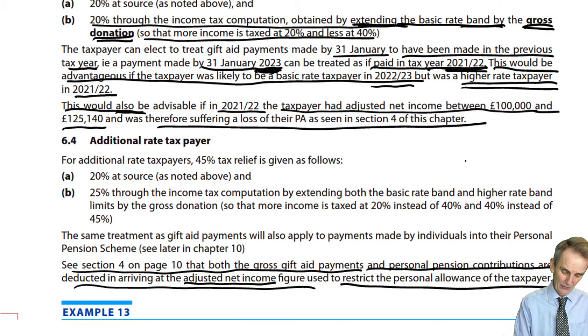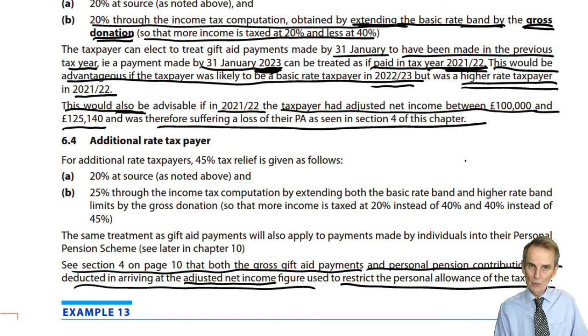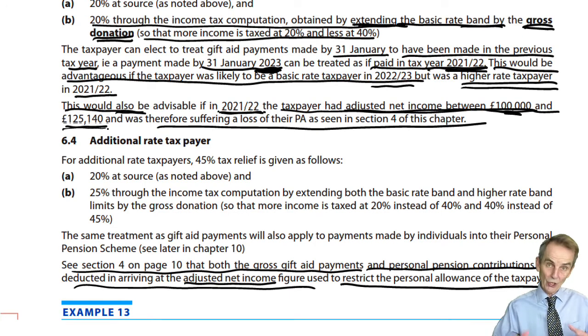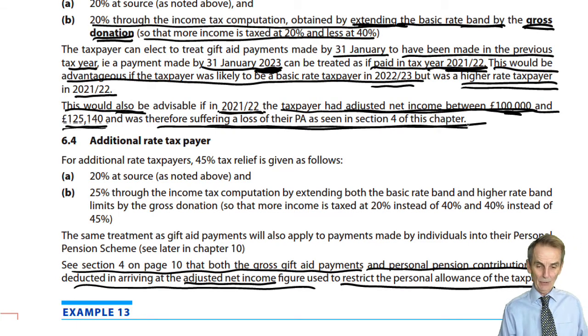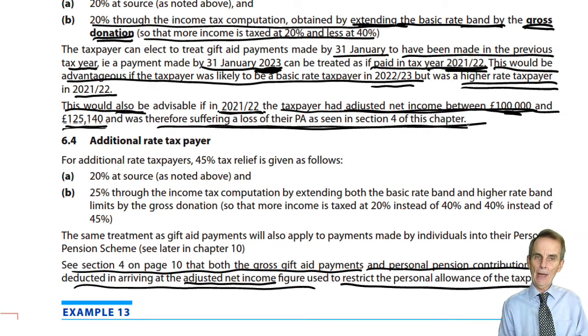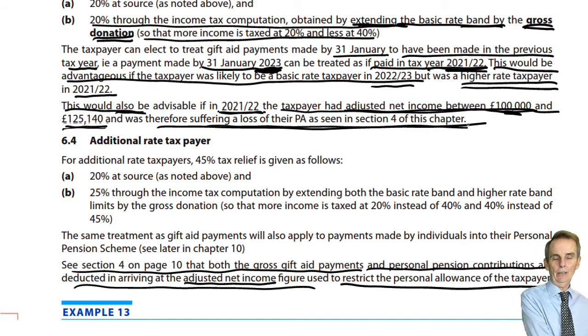And that's another reason, therefore, why you might want to backdate it. So, this would be advisable if in 21-22 the taxpayer had adjusted net income between 100,000 and 125,140, and was therefore suffering a loss of their personal allowance, as seen in section 4 of the chapter. If you're not going to have that problem in 22-23, then you can treat the payment as having been made back in the year where you had that higher income figure in order to reduce down your adjusted net income.